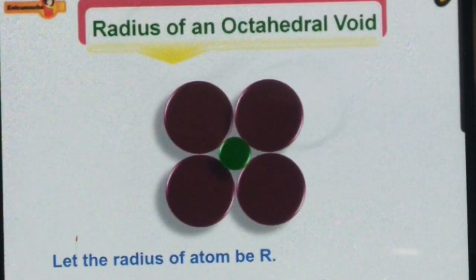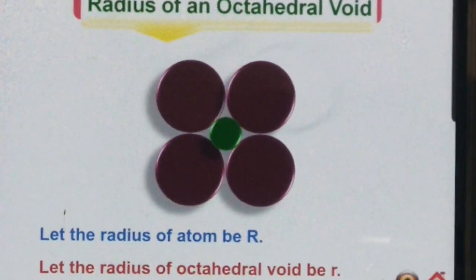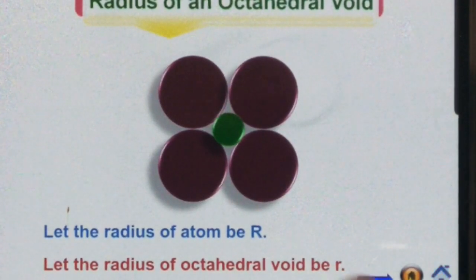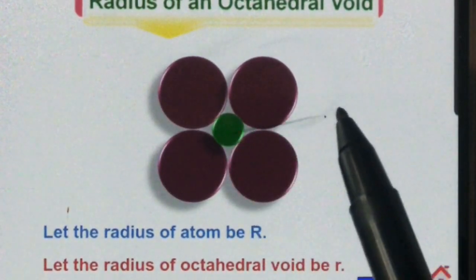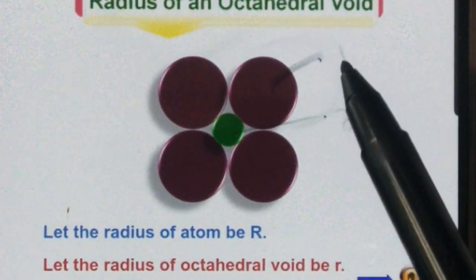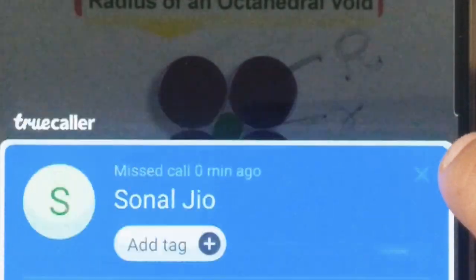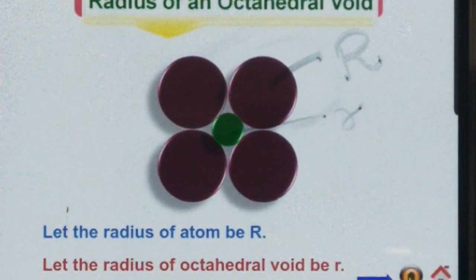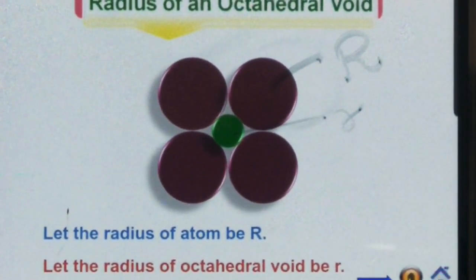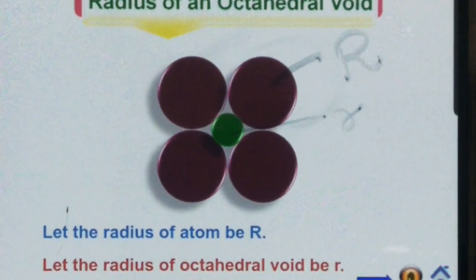Now the radius of the octahedral void we are going to discuss. So in that also, we are taking the radius of the octahedral void as small r. So this void is occupied by the positive ion. So for a positive ion we are taking small r, and for a negative ion we are taking capital R. Okay. So now let the radius of an atom be capital R.